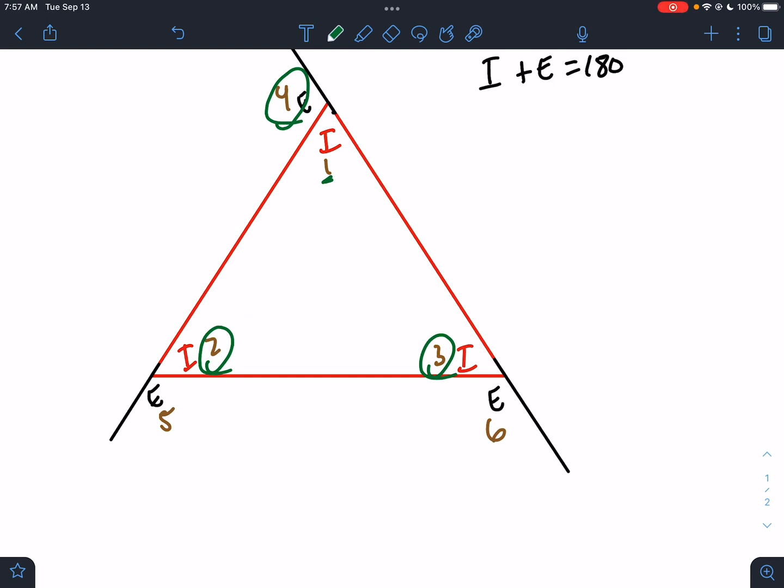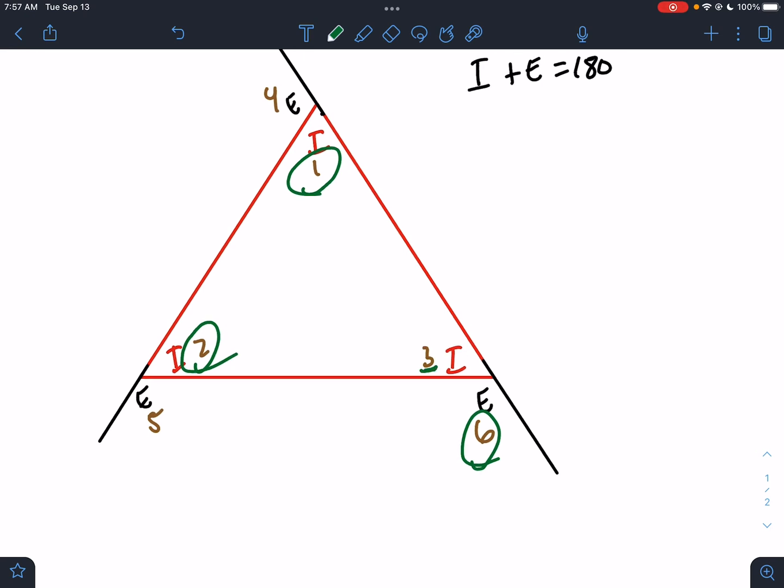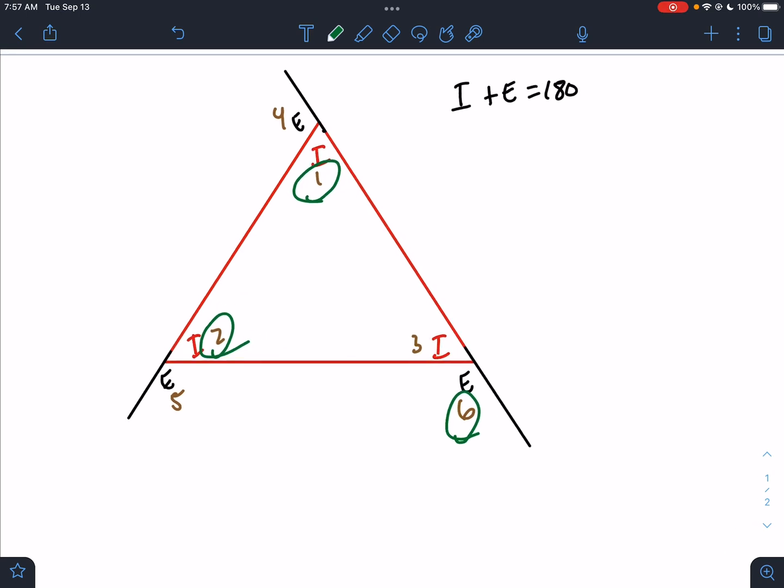Okay. Now if I switched gears and I said angle 6, what are the remote angles for angle 6? Well, that would be angles 1 and 2. Again, 3 is the one that's next to it. Angle 3 and angle 6 have to add up to 180. They're a linear pair, but that is not a remote situation. All right, so what is the rule for remote interior angles? Let's figure that out.